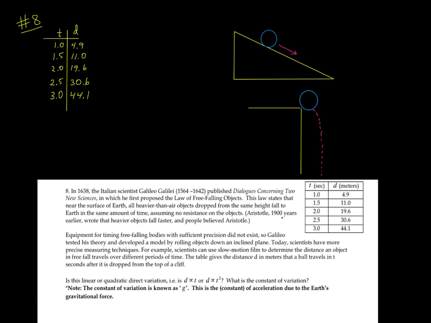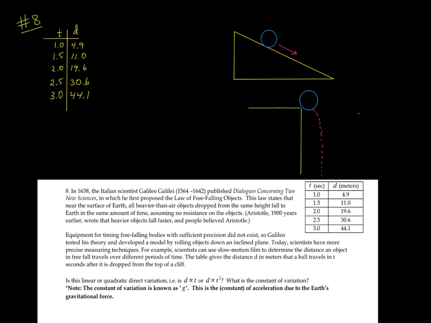Now, Aristotle, 1900 years prior to Galileo, said that heavier objects fall faster than lighter objects. So for example, if I dropped a golf ball off the same cliff at the same time, according to Aristotle, the bowling ball would hit the ground sooner than the golf ball because the bowling ball is heavier. Well, what Galileo found was that if you ignore air resistance, the two objects are actually going to fall at the same rate and hit the ground at exactly the same time. And this has to do with the acceleration due to the gravitational force.